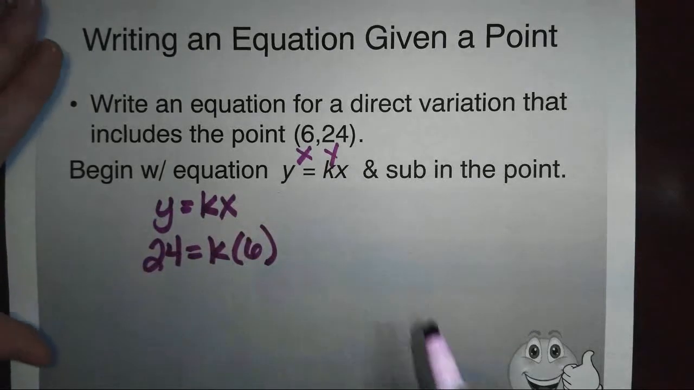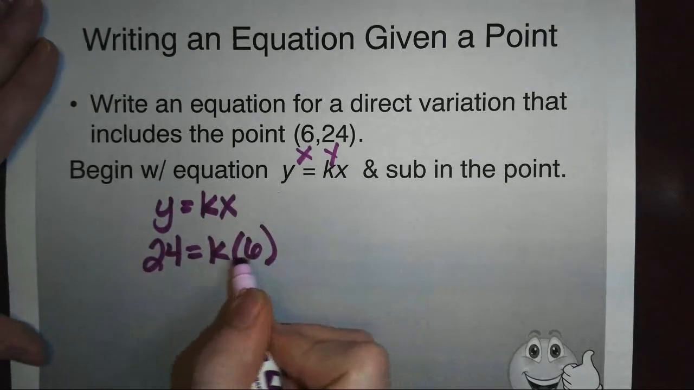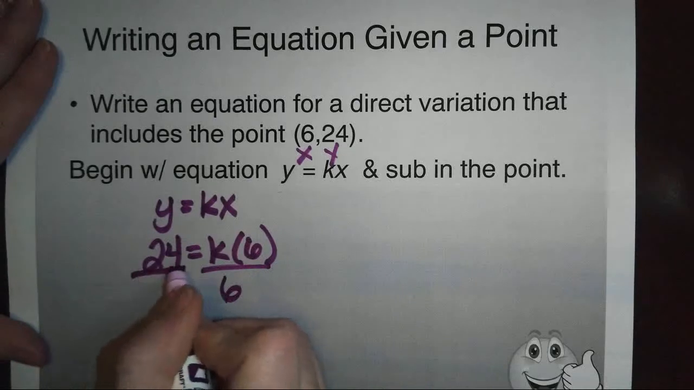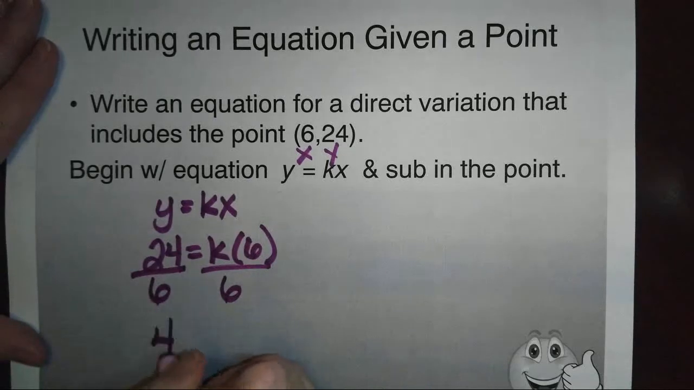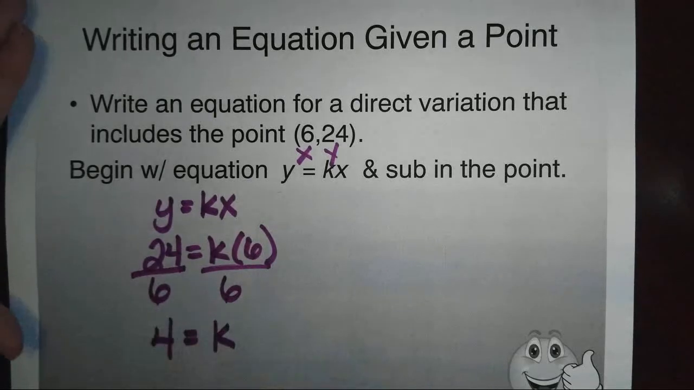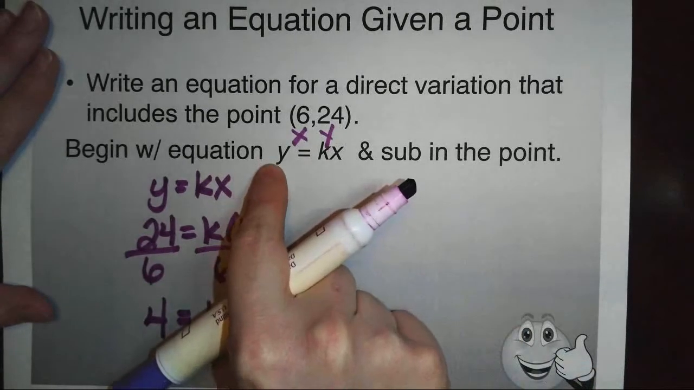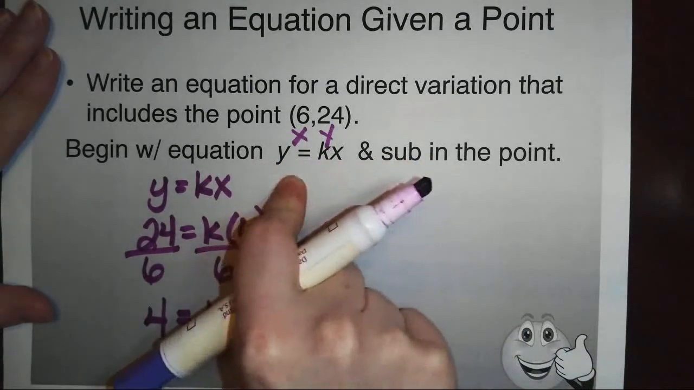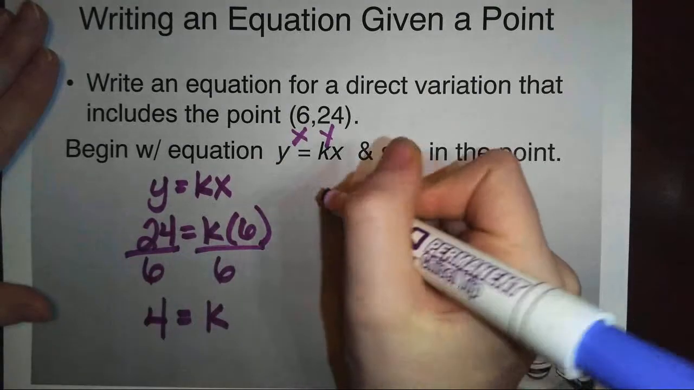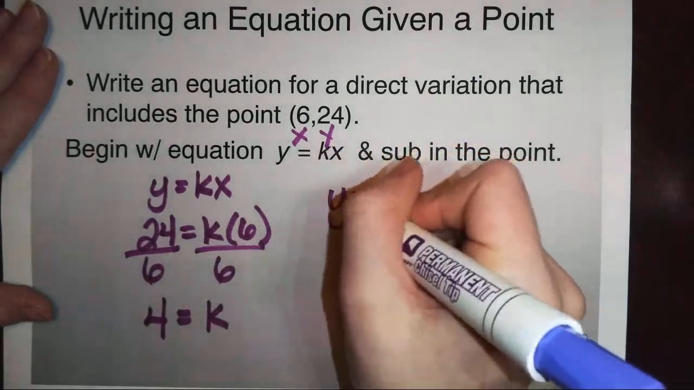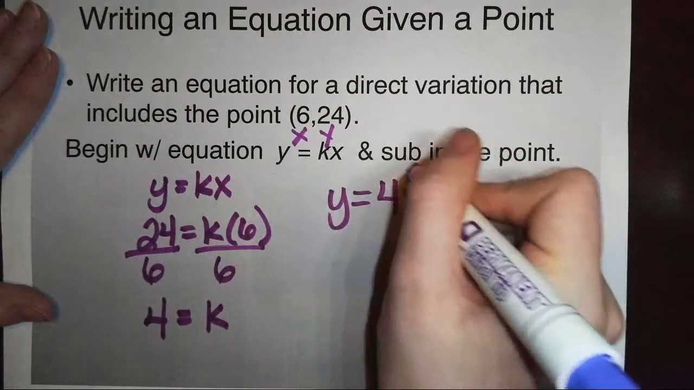And then we'll solve for k. So here I've got k times 6. I want to divide both sides by 6. And that tells me that k is 4. So to write my direct variation equation, I'm going to use my general form, and I'm just going to plug in my number for k. So it's y equals 4x.